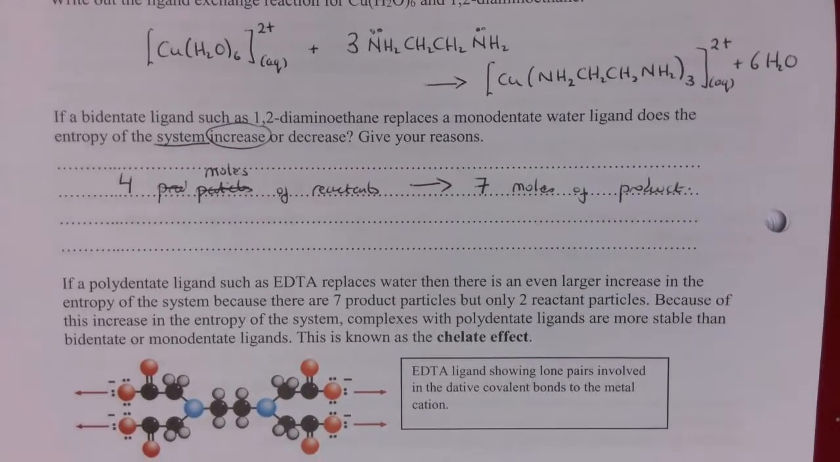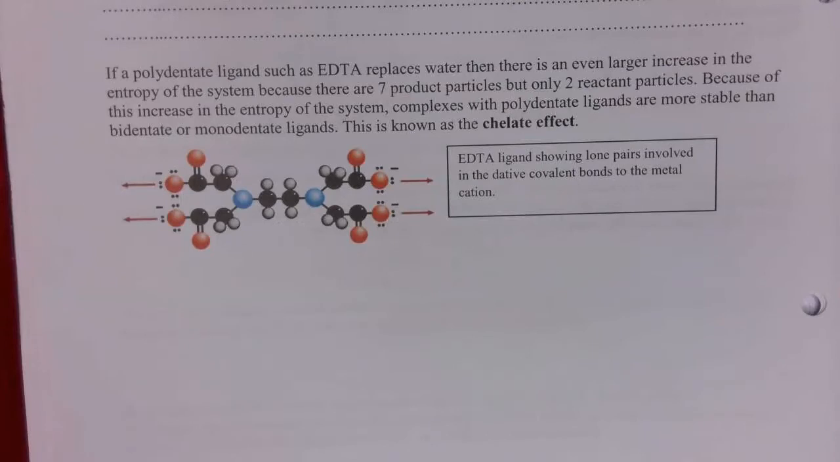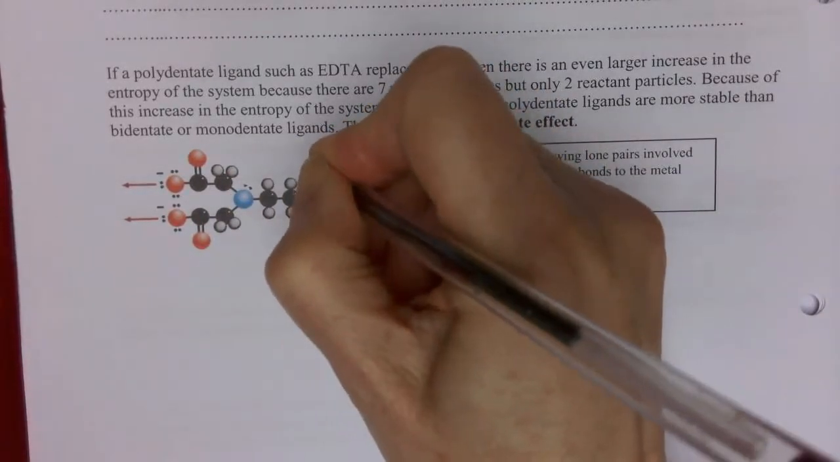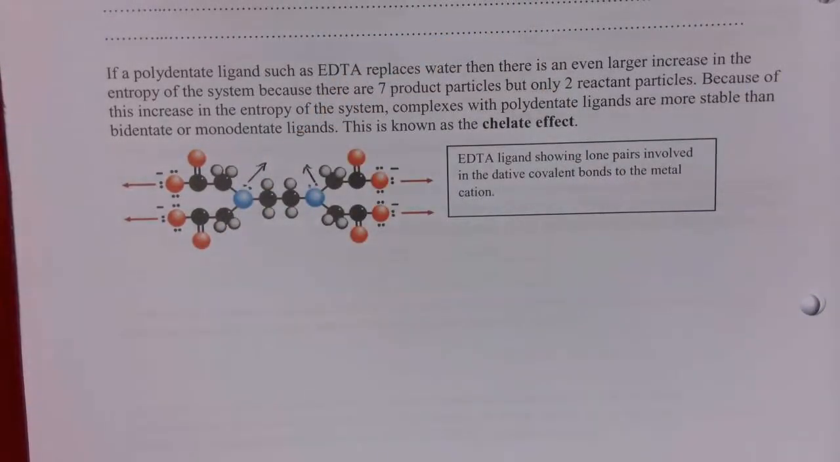If we take an even bigger ligand, such as EDTA, EDTA can actually form 6 dative covalent bonds, because I can also use these 2 nitrogens here to form the last 2 dative covalent bonds. So in this case, I'm going from 2 particles to 7 particles. And again, that's a very high entropic effect. And therefore, the polydentate ligands are much more stable than bidentate or monodentate. And this is known as the chelate effect.